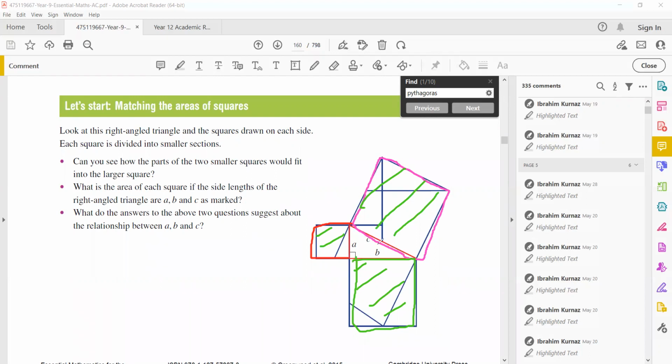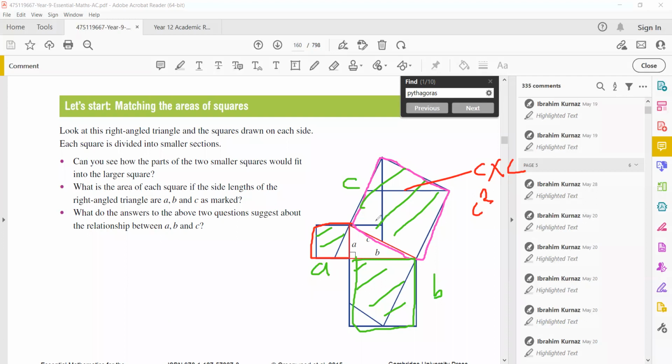This is A, B, C. This is C, this is B, this is A. Then square. What is the area of the square? C square, C times C. The bottom area, the side B, B square. The other smallest one, A square. Now he found C square equals A square plus B square.